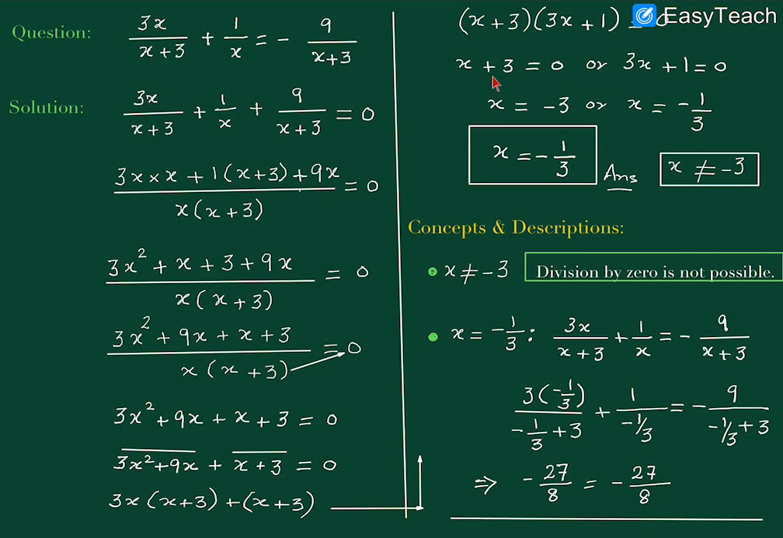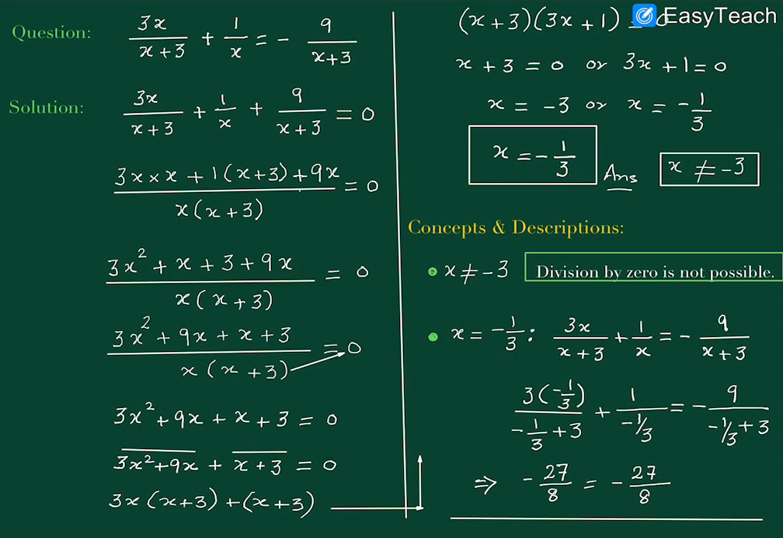So from this factor, we will get the value of x as minus 3. And from the other factor, the value of x is minus 1 upon 3. So the answer in this question is minus 1 upon 3. It cannot be minus 3. Now I'll explain why it cannot be minus 3 and why the answer is minus 1 upon 3. Why the answer is not minus 3.